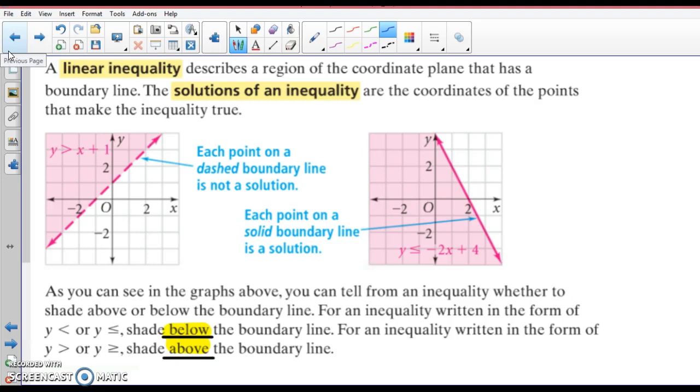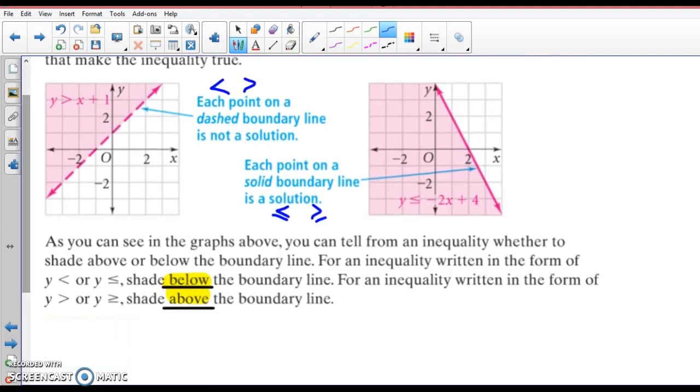So, here we go. A linear inequality describes a region in the coordinate plane that has a boundary line. The solution of the inequality are the coordinates anywhere in the shaded area that make that true. Dash is for less than or greater than. Solid, less than or equal to, greater than or equal to. And Mr. Warzonik is going to go with this. He's going to say less than or equal to is below the boundary line, greater than or greater than or equal to is above the boundary line.